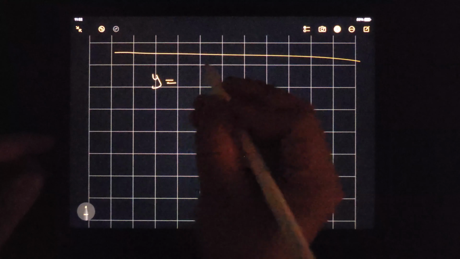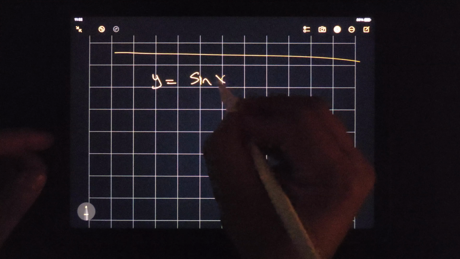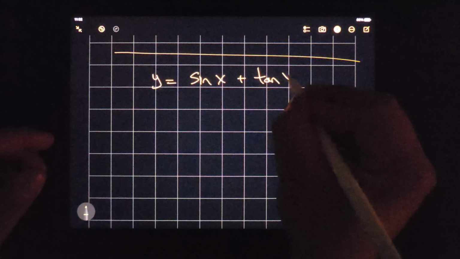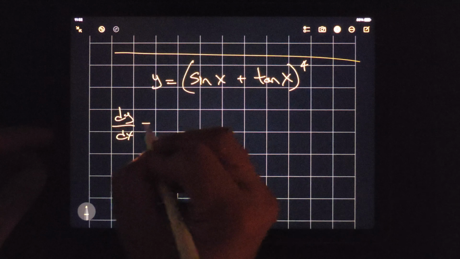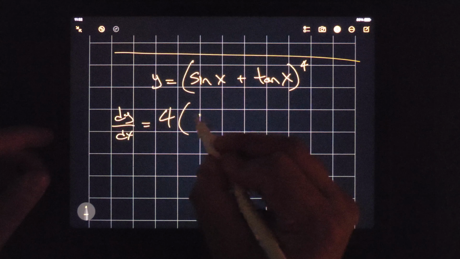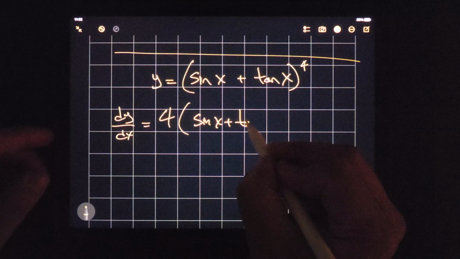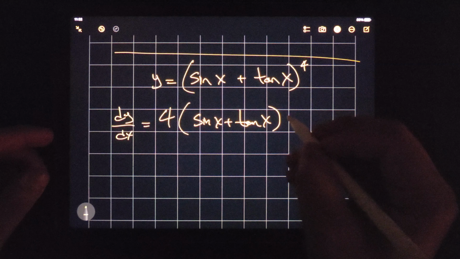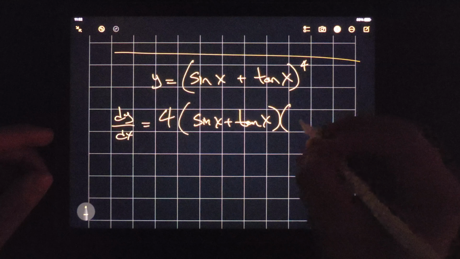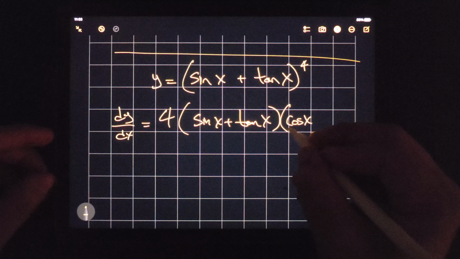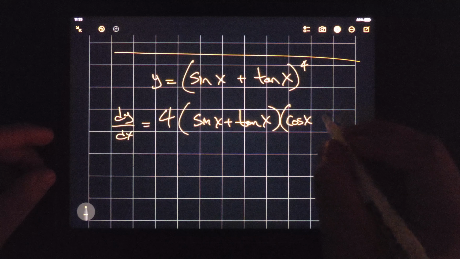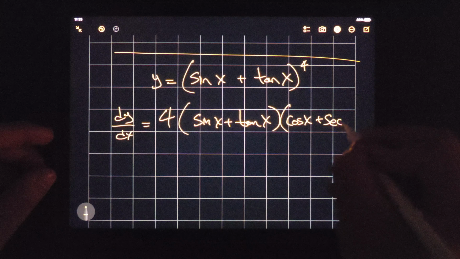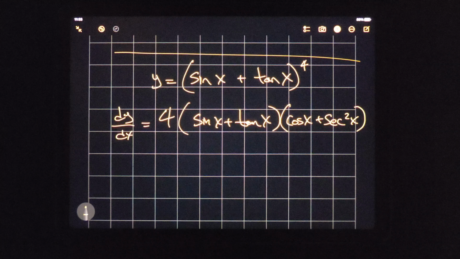Say you have y equals sine x plus tan x, all to the power of 4. Well, now we can do our chain rule. Bring the 4 down. Write this again. Sine x plus tan x cubed times the derivative of what's inside. The derivative of sine x is cos x, and the derivative of tan x we know is sec squared x. Simple as that.